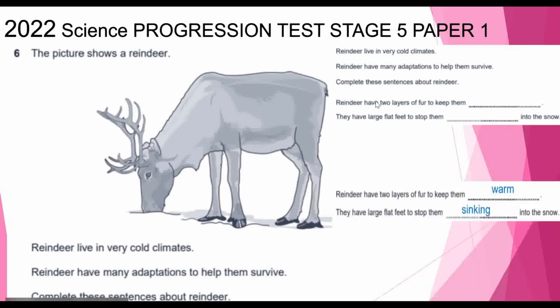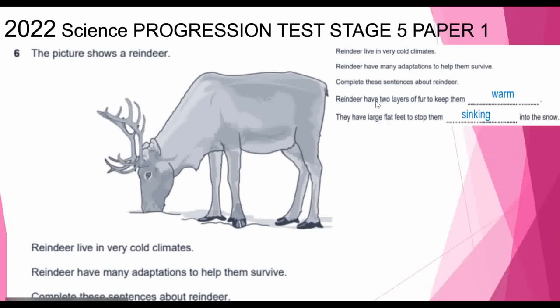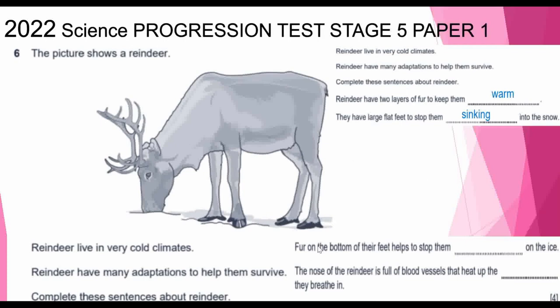Have you got the answer? Reindeer have 2 layers of fur to keep them warm, of course, as they live in very cold climates. They have large flat feet to stop them sinking into the snow. Next question. Fur on the bottom of their feet helps to stop them blank on the ice.